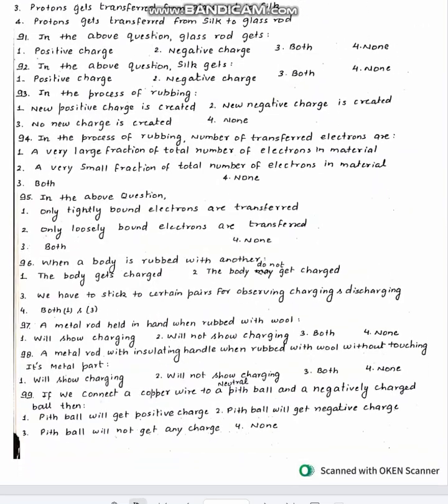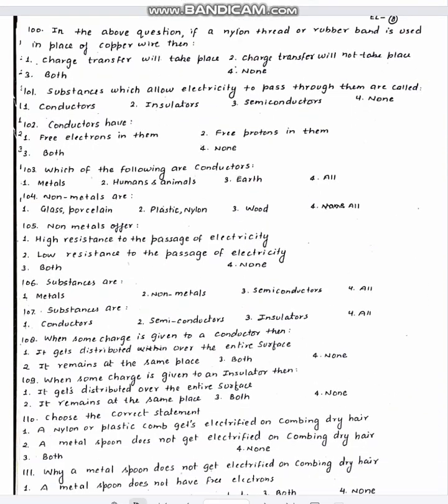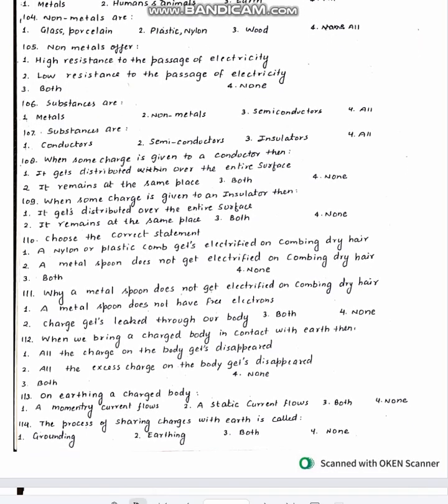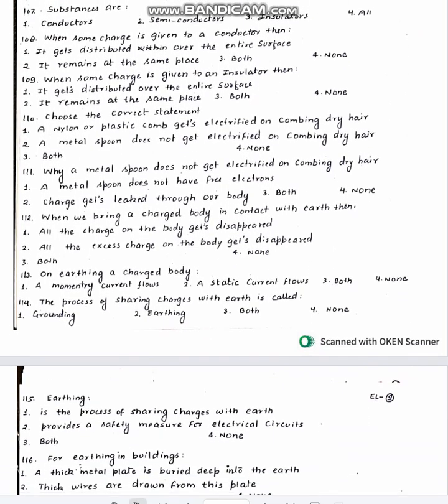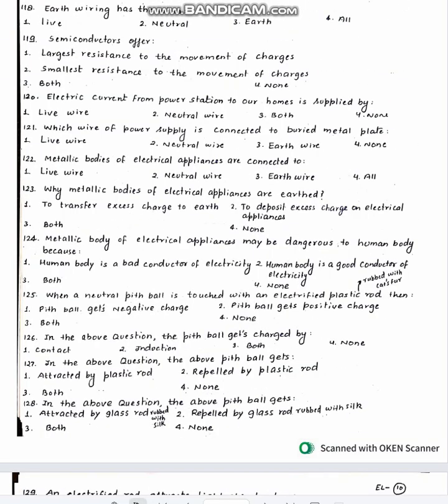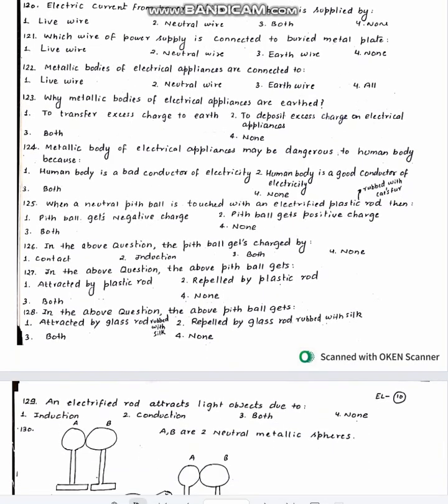Then we have loosely and tightly bound electrons. Then we have questions of nylon thread, rubber band. Then we have examples of conductors, non-metals, characteristics of non-metals, charge given to a conductor, metal is one example, earthing. Then we have the concept of semiconductors, power supply, metallic bodies, earthing.